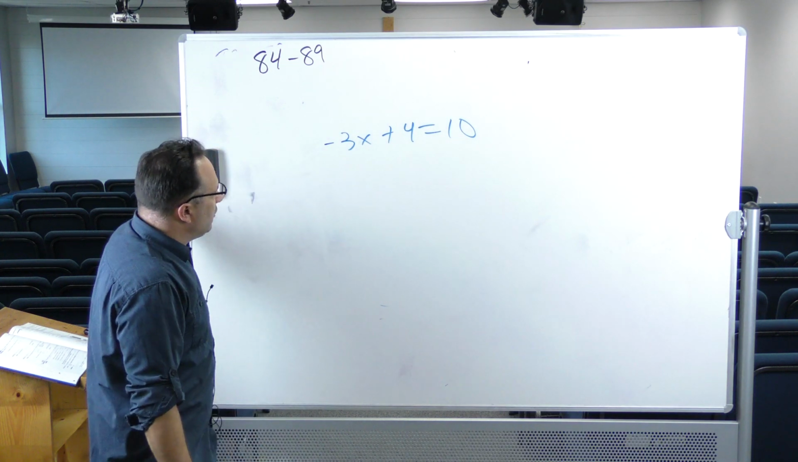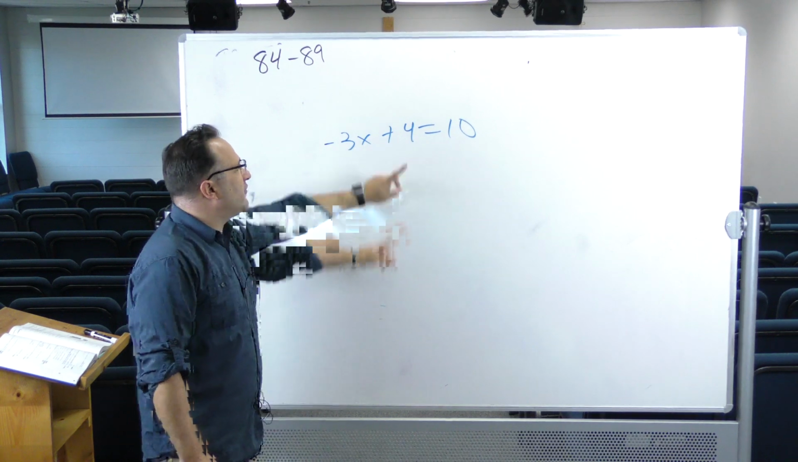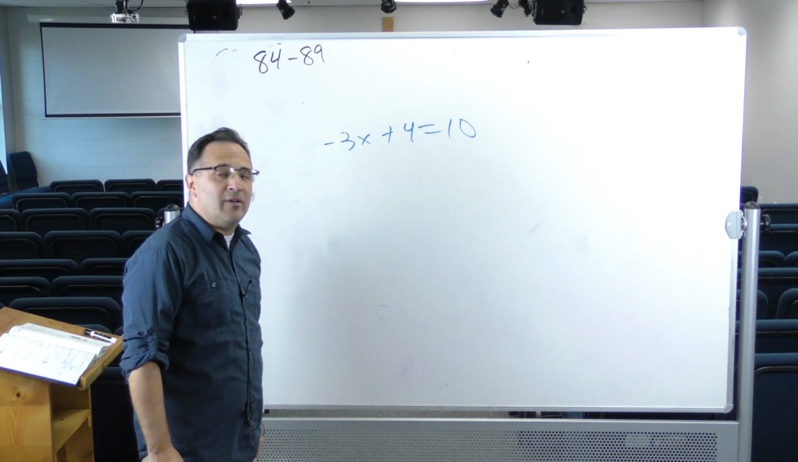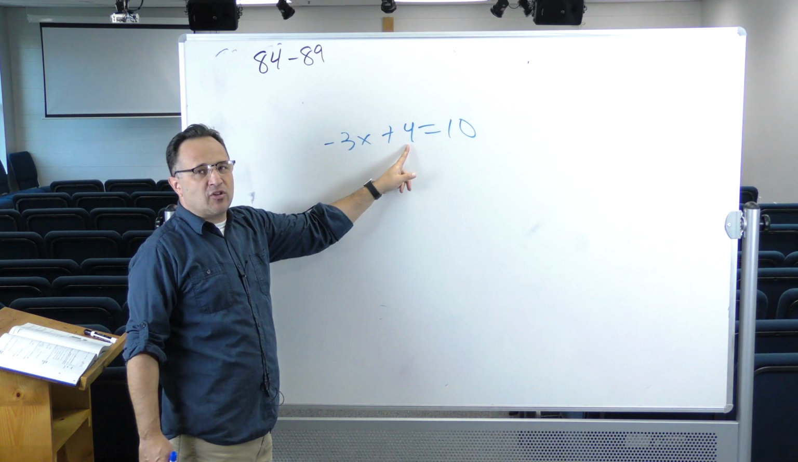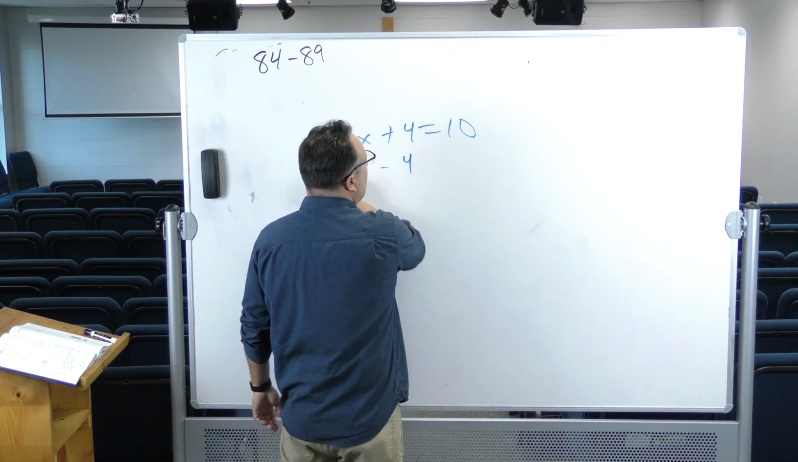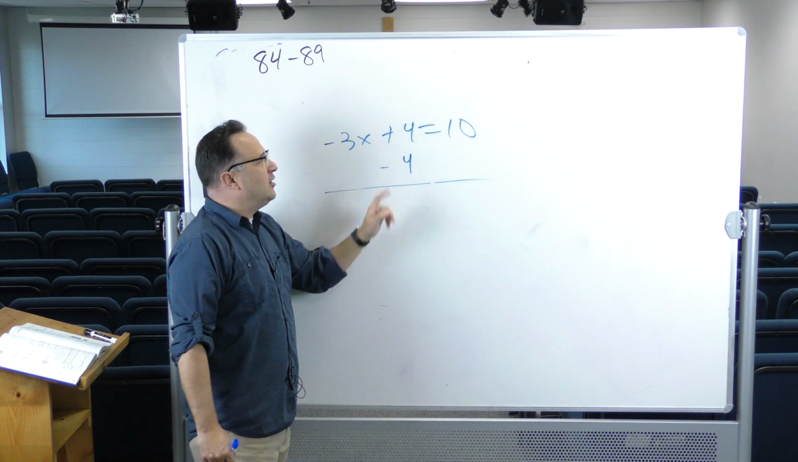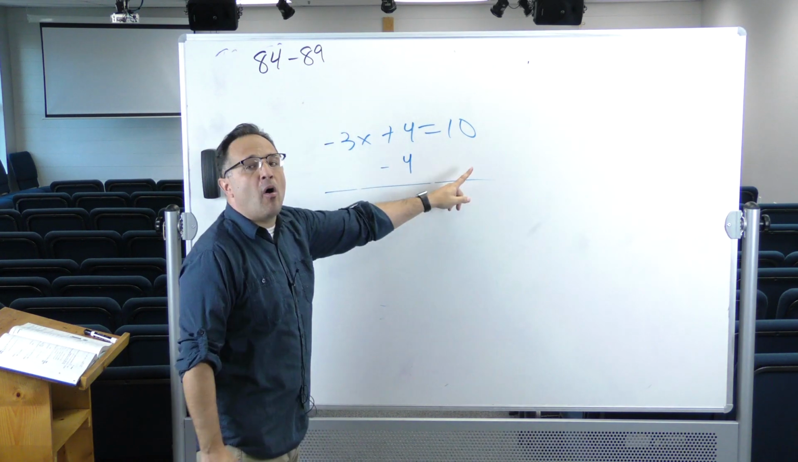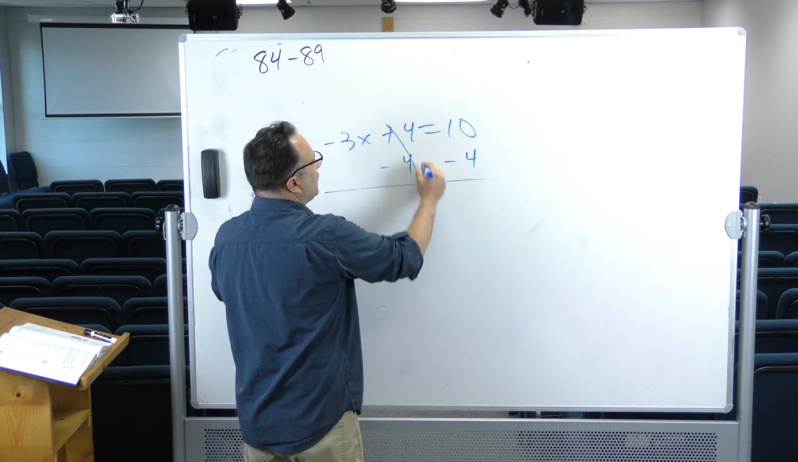So here what I want to do is get the x all by itself. And whenever I get the x all by itself, the first thing I need to do is get rid of this 4. It's a plus 4, so I have to do the inverse of that, which is subtraction. So I'll subtract 4. That's getting rid of it on the same side of the equal sign as the x. Anything I do to one side, I must do also to the other side because of the equals. And so that cancels out.